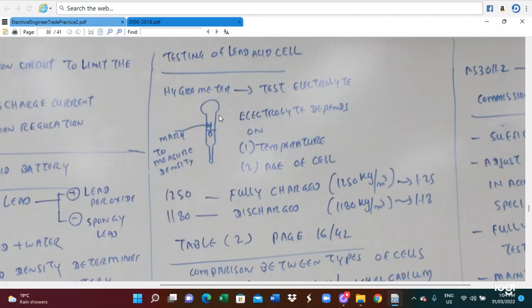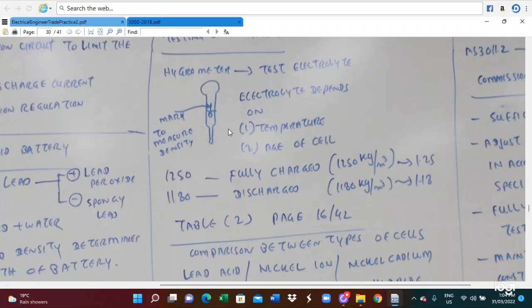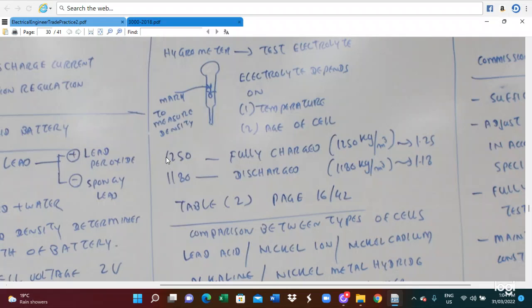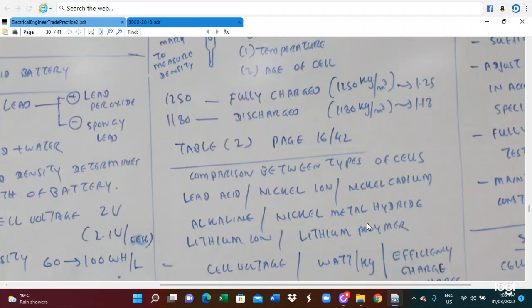In this case, the floating indicator shows the density of the electrolyte. Here the density is 1250, which is fully charged. That is 1250 kilograms per cubic meter, or 1.25. If it is 1180, it is discharged. 1180 kilograms per cubic meter is 1.1. So when you measure a density of 1.25, it is fully charged, and 1.1 is totally discharged.